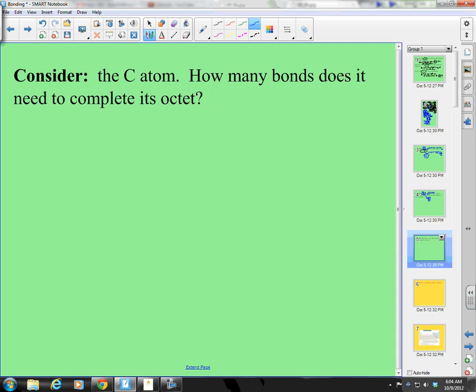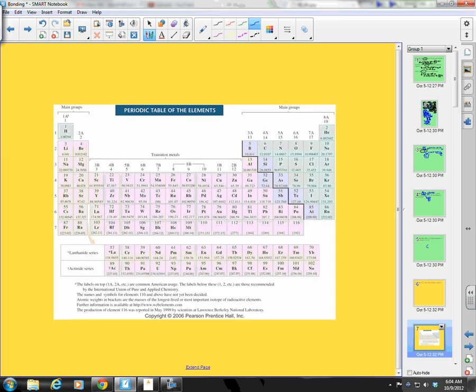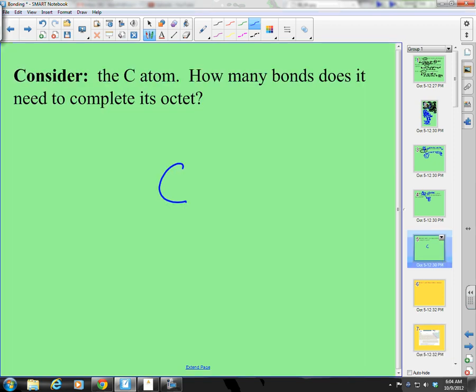Here we go. Consider the carbon atom. How many bonds does it need to complete its octet? Okay. Well, let's think about carbon here, and let us take a quick look at carbon. Here's carbon. Where's carbon? Right here's carbon, right? And what do we know? These guys usually have 1 valence electron, 2 valence electrons, 3 valence electrons, 4 valence electrons for carbon. All right, so carbon we know wants 4. It has 4 valence electrons, right?